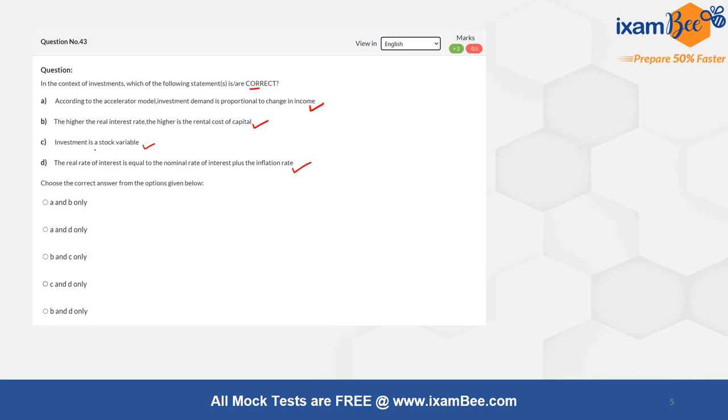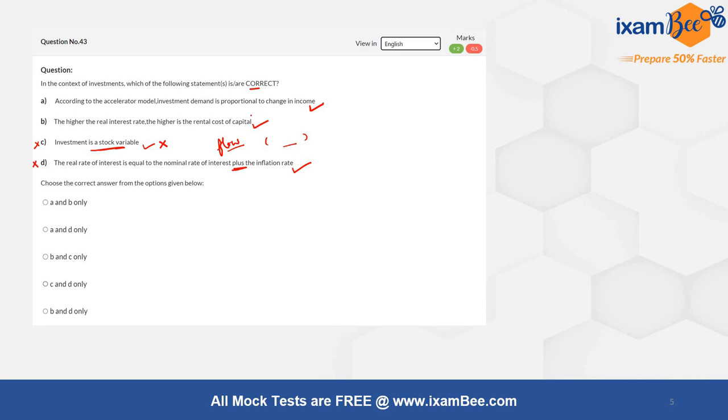So clearly, investment is not a stock variable, rather it's a flow variable, because investments are measured over a period of time and not at a particular point of time, unlike the money supply measure, which is a stock concept, or the wealth, which is also a stock concept. But investment is a flow variable. So statement C is incorrect. And the real rate of interest is equal to the nominal rate of interest minus the inflation rate. It's the difference between the two. So again, statement D is also incorrect.